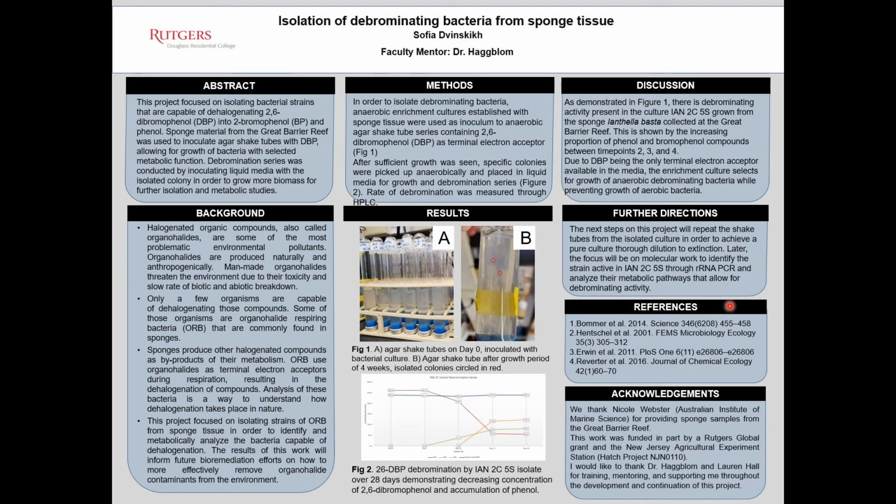This project will be continued as my JCHO thesis, during which isolation of the strain will be completed by dilution to extinction of the strain isolated during the summer. After that, the focus will be on the molecular work to identify the strain active in EN2C5S through RNA PCR and analysis of its metabolic pathways that allow for debrominating activity.